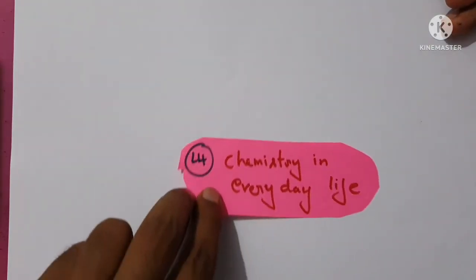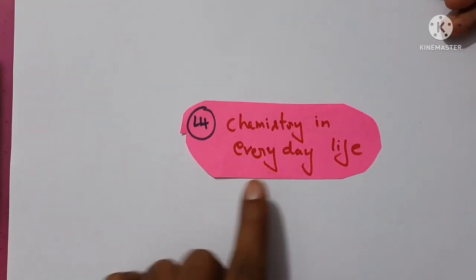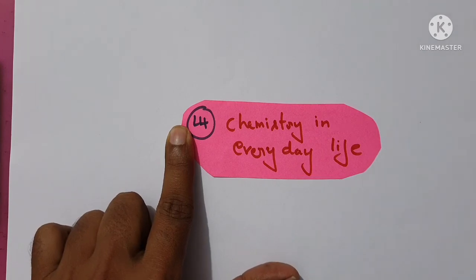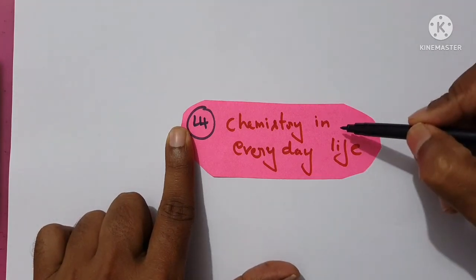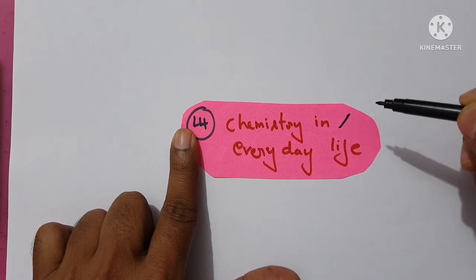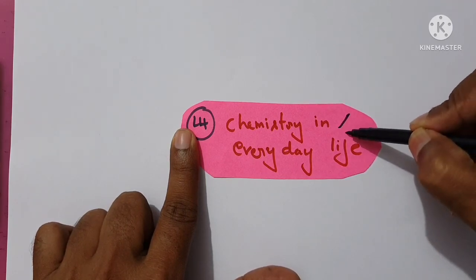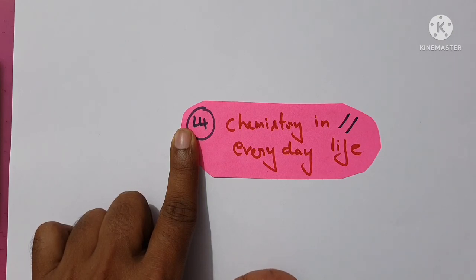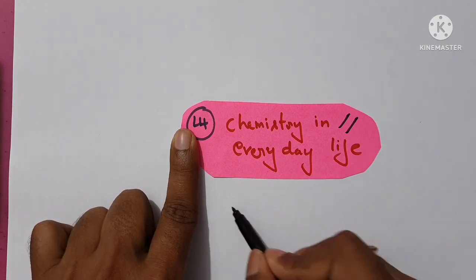Then we'll go for the last one, your question number 14, which is going to be chemistry in everyday life, where you can try to concentrate more on preservatives. You can also concentrate on questions about artificial sweeteners and many more. So these are the 14 most repeated questions in the NEET examination from 2013 to 2021.